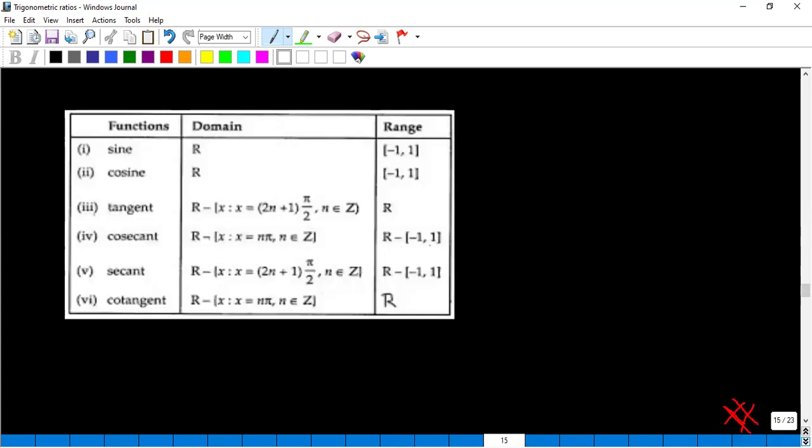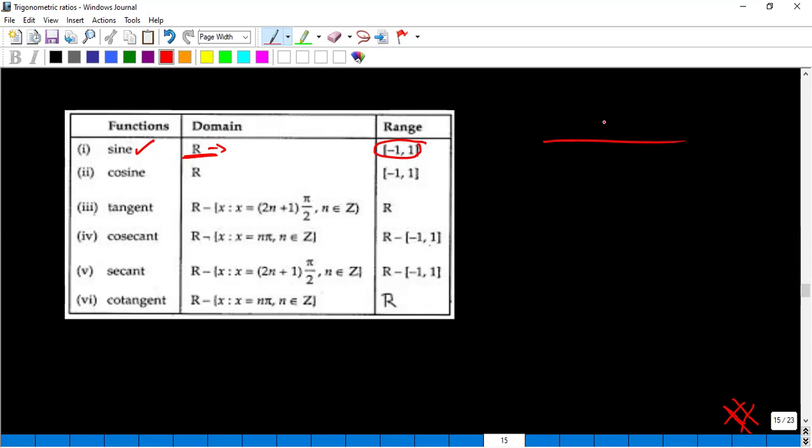But we cannot find it like this for every trigonometric ratio. Just try to understand the small table. Here we can give any angle to the sine. That's why they mentioned R here. R means all real numbers I can give. What is the range? Minus 1 to 1. How do you know that it is exactly minus 1 to 1?